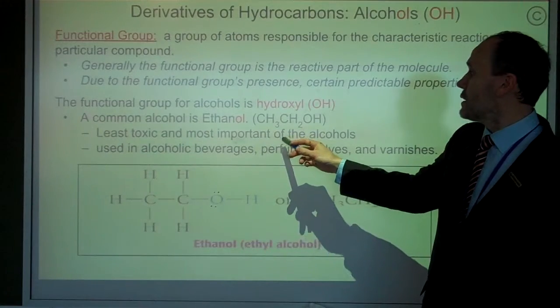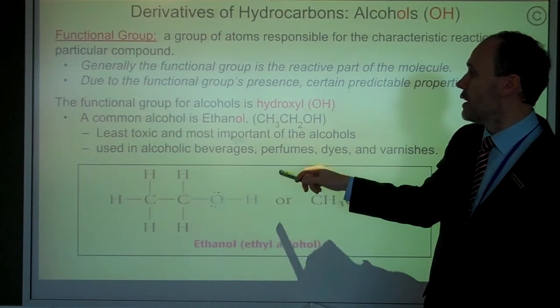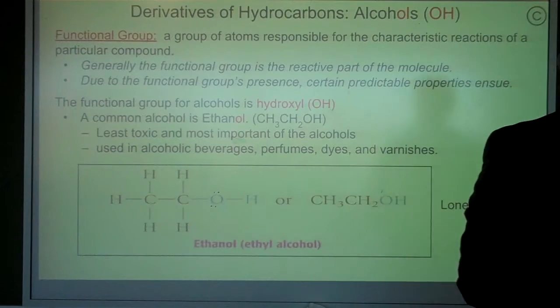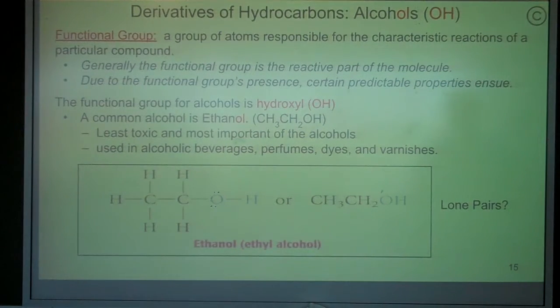Ethanol. Not particularly toxic, a very important alcohol, used in beverages, perfumes, dyes, varnishes. So it has a variety of uses, and it's a very simple short chain alcohol. You'll notice, very importantly, ethane, ethene and ethyne at room temperature are gases, but ethanol at room temperature is liquid.